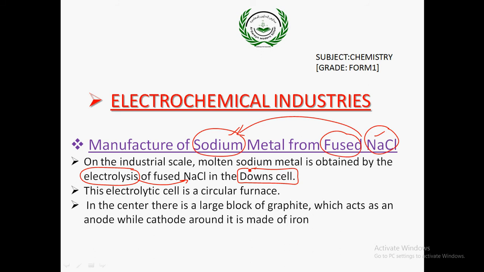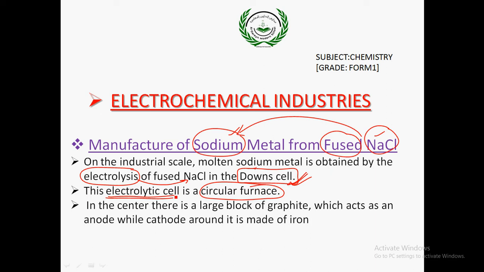This Downs cell is almost a circular furnace. We can also call this Downs cell an electrolytic cell. Why do we call it an electrolytic cell? Because in the Downs cell the electrolyte we are using is sodium chloride, so we can also call it an electrolytic cell.